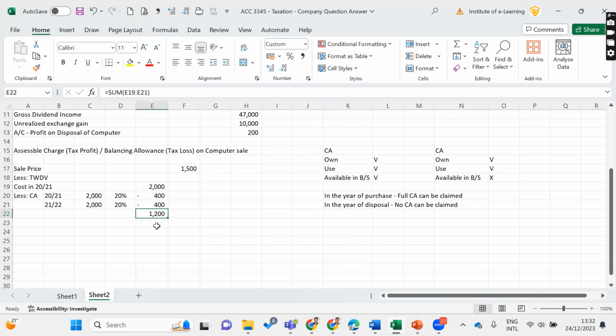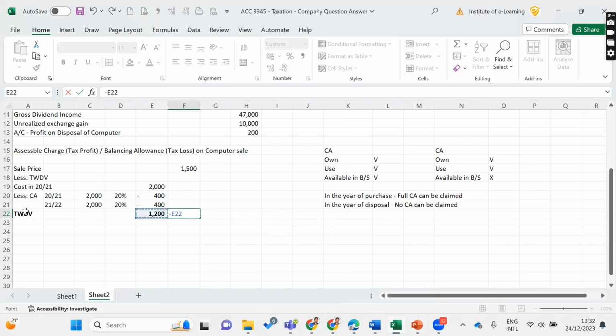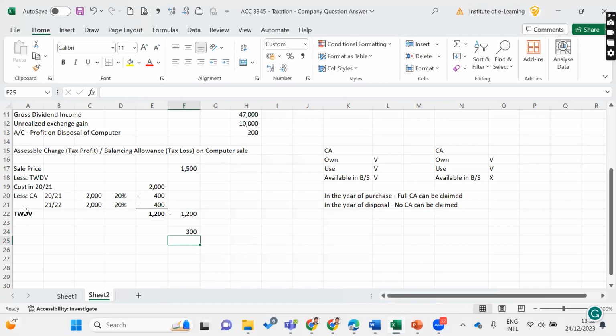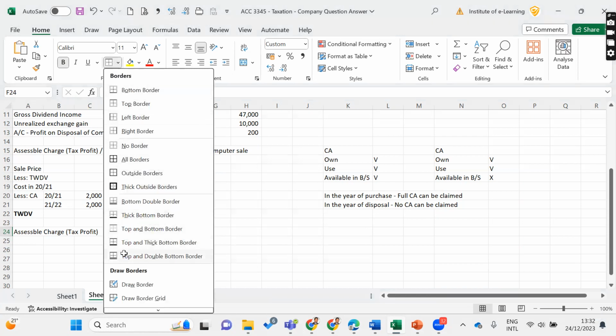So here you can get the written down value. How much? Tax written down value is this much, right? Tax written down value is this much. Then you deduct this written down value. You can get then what? Assessable charge or tax profit, you would say. Right? Assessable tax. මේක plus figure එකක් ආව නිසා අපිට කියන්න පුළුවන් assessable charge කියලා. minus figure ආව නම් balancing allowance or tax loss කියලා කියන්න. Tax loss කියලා දැම්මත් ප්‍රශ්නයක් නෑ exam එකේ, right?